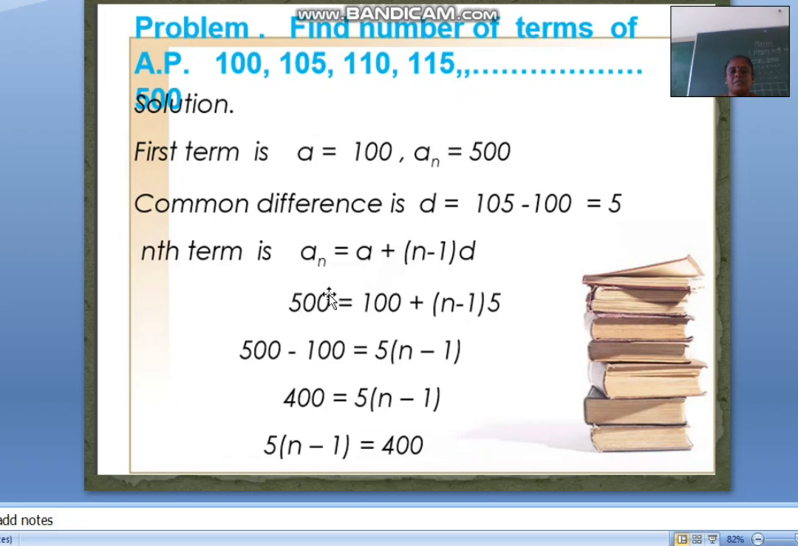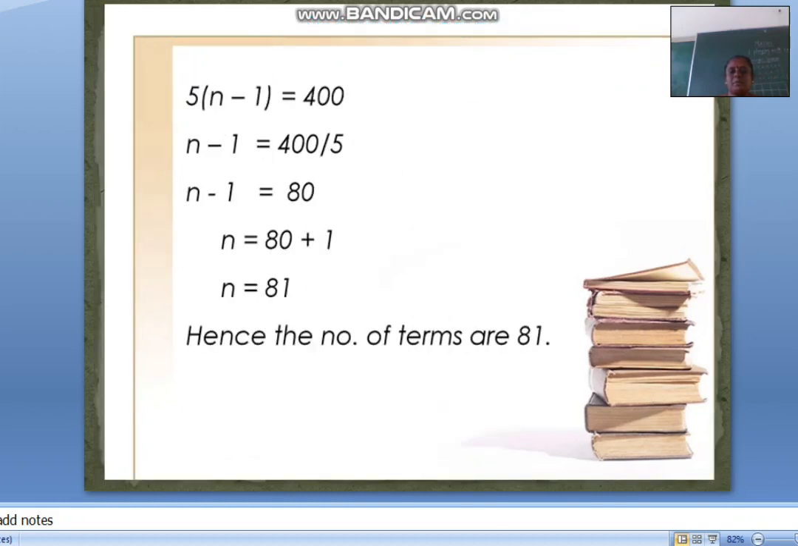500, transpose 100 to the left-hand side, that will become minus 100, is equal to 5 into (n minus 1). So 400 is equal to 5 into (n minus 1). So 5 into (n minus 1) is equal to 400. That sum will be continued in the next slide. I will explain: 5 into (n minus 1) is equal to 400, so n minus 1 is equal to 400 divided by 5. n minus 1 is equal to 80. n is equal to 80 plus 1, so n is equal to 81. Hence the number of terms is 81. 81 terms are there in the given AP.